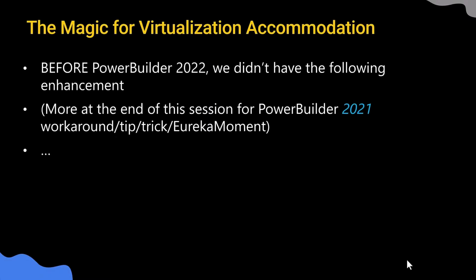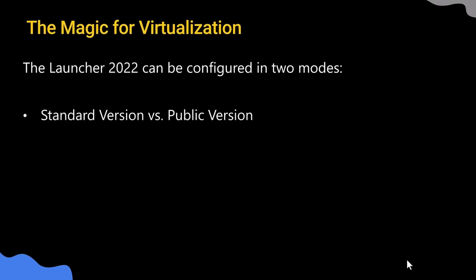And now, the magic for virtualization accommodation. It really does seem magic considering what I needed to go through to be able to provide that workaround in 2021. Before PowerBuilder 2022, we didn't have the following enhancement. Yes, I will tell you what my workaround was. But in version 2022, the launcher can be configured in two modes, either standard version for each particular user that's currently logged in, or the public version for all users of the workstation.